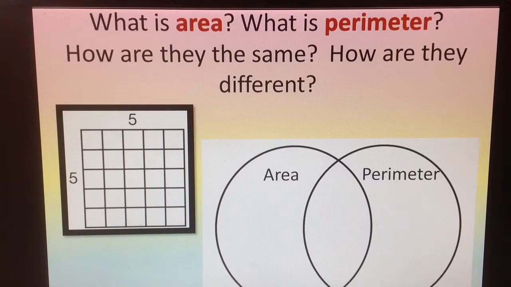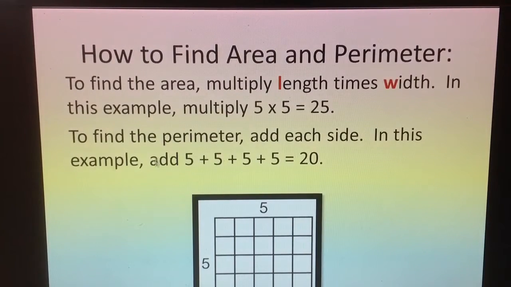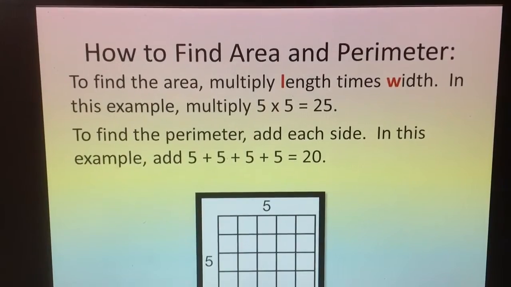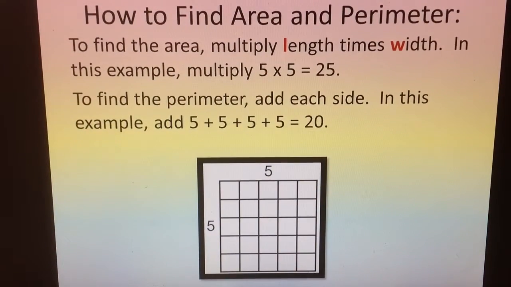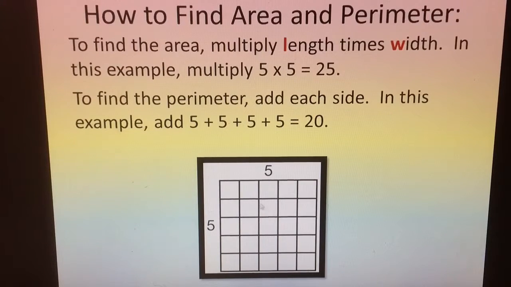Well, they're the same in some ways and different in some ways, and that's what this graphic organizer lets us explain. So, to find area, we multiply the length, that's this side going across, times the width, that's this side going up and down. For my example there, a 5 by 5 rectangle, we multiply 5 times 5 to find the area. Another way of thinking about area is that it's all of the units inside this shape. All of these count for area.